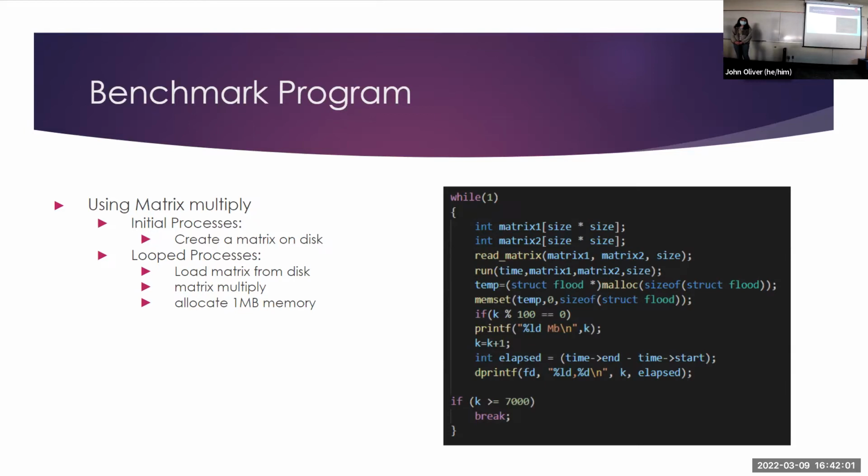Then we have a looped process. In a while loop, it loads the matrix from the disk, performs a matrix multiply, and then allocates 1 megabyte of memory. It's going to loop until k is greater than or equal to 7,000, which is 7,000 megabytes. Once we've allocated 7,000 megabytes, we quit the program because we've determined experimentally that our RAM is flooded at that point.